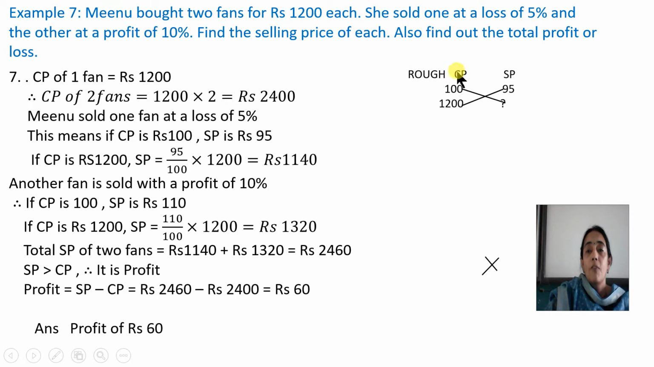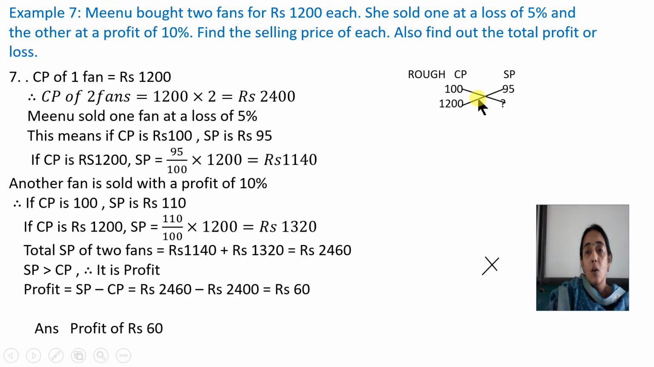Take your rough work and write down CP here and SP here. When CP was 100, SP was 95. But when CP is 1200, how much is the SP? You cross multiply. You have learned the cross multiplication method.